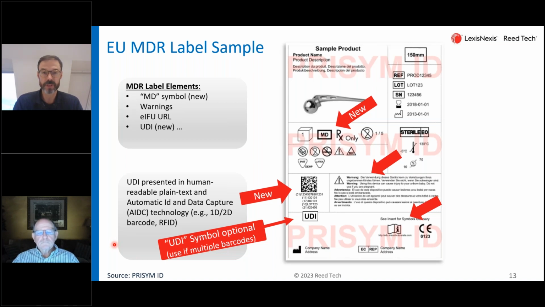We have warnings that should be explicit in the language where we're selling our devices, and then there's the UDI symbol, which you can use if you have more barcodes, or even if you only have one, to emphasize where your UDI data is captured. And about capturing and presenting both the human readable plain text and the AIDC, or the automatic ID, in this case the 2D barcode.